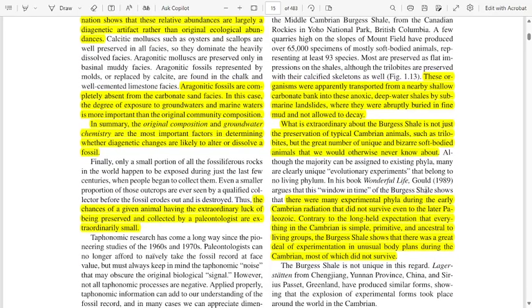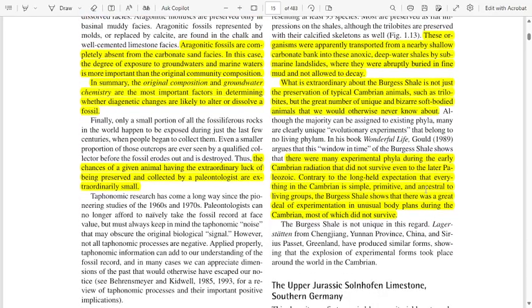Although the majority can be assigned to existing phyla, many are clearly unique evolutionary experiments that belong to no living phylum. In his book Wonderful Life, Gould (1989) argues that this window in time of the Burgess Shale shows that there were many experimental phyla during the early Cambrian radiation that did not survive even to the later Paleozoic.